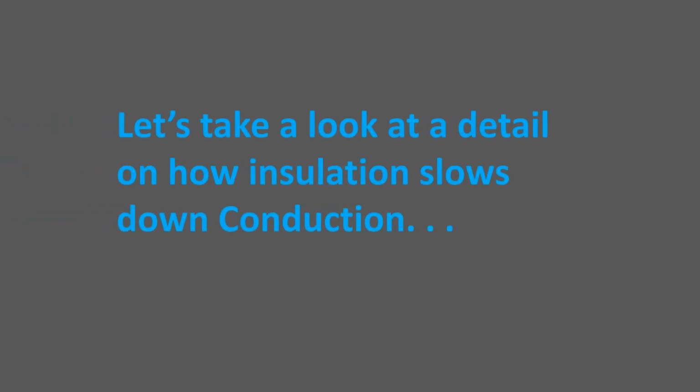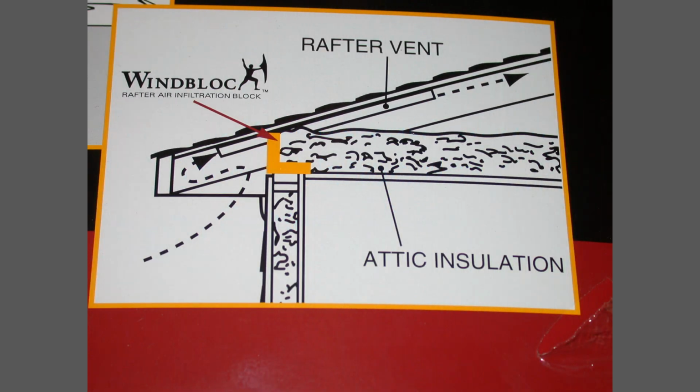Let's take a look at a detail that shows how insulation slows down conduction. Keep my pointer here. I think this is from ADO products. That's insulation, that's insulation. This is called the wind block, and that's the DuraVent, ProVent, or whatever. You can see that heat's going to go through here via conduction, but you also need a convection air principle to get that nasty, moist air out of the attic.